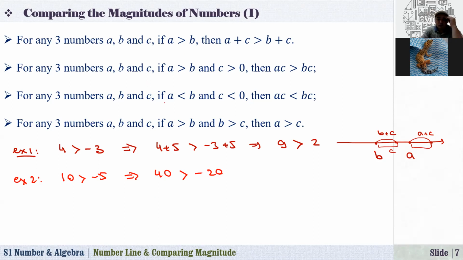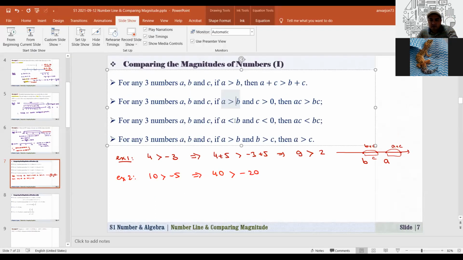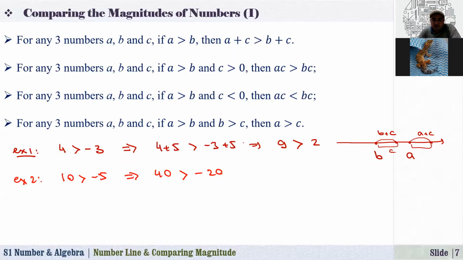And for the third one, for any three numbers A, B, and C, if A is less than B, and C is, why did I write less than? Should be greater than. If A is greater than B and C is a negative number, then if you multiply both sides by negative numbers, we have to change the inequality sign.